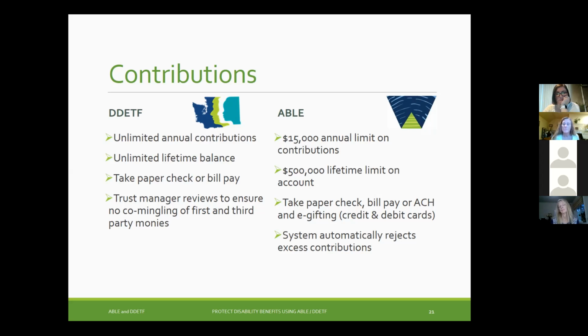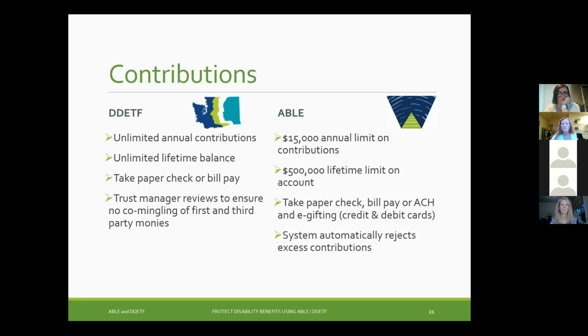You can do this by paper check, bill pay, automated e-gifting, debit and credit cards. And there is also a gifting page that the ABLE program has that anybody can contribute to. The account owner sets up the gifting page, shares that link with family and friends, posts to social media. It allows contributions online or by mail, but the $15,000 contribution limit still applies.